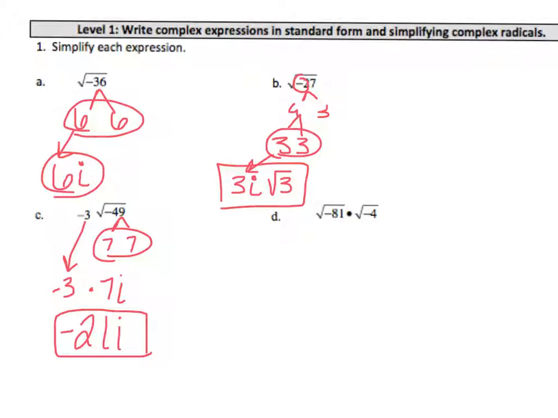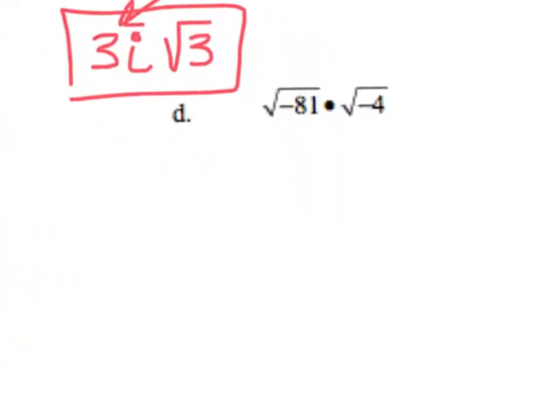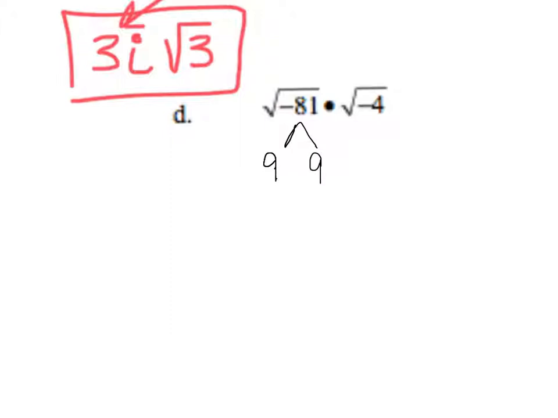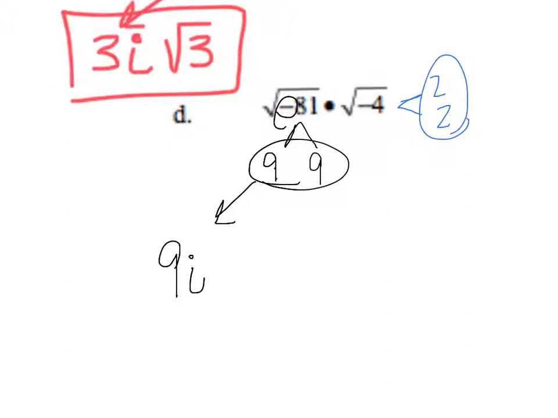So here's what we want to do. We want to break down both of these separately. So if I have the square root of 81, I'm going to break this down into 9 and 9. So I have a pair of 9s, so this is going to come out. And then since it's negative, I also have an i. Same thing with the 4. I break it down into 2 and 2. And then since it's a negative 4, that has an imaginary number. So I have 2i from the second one.